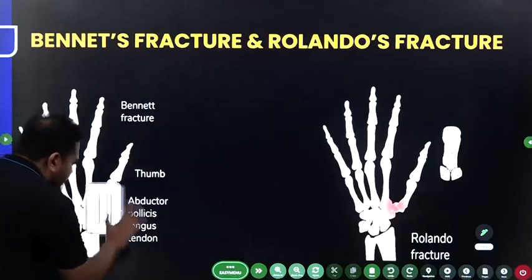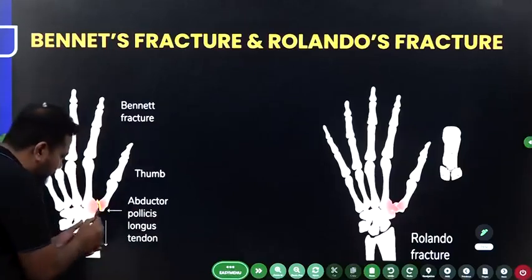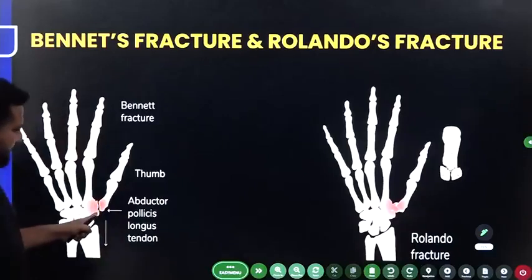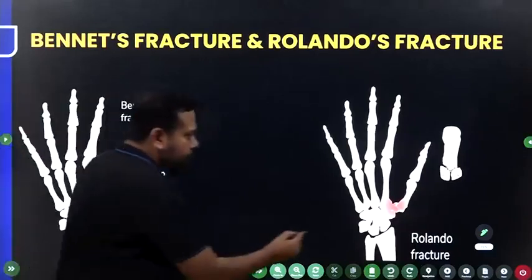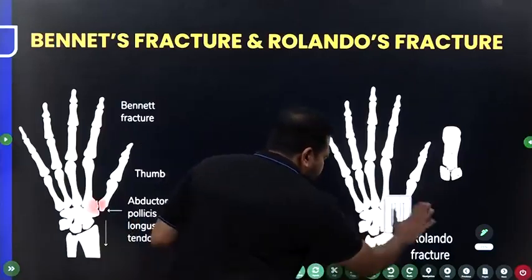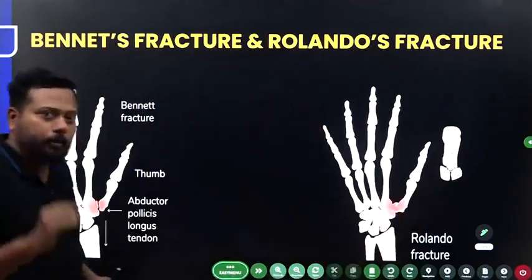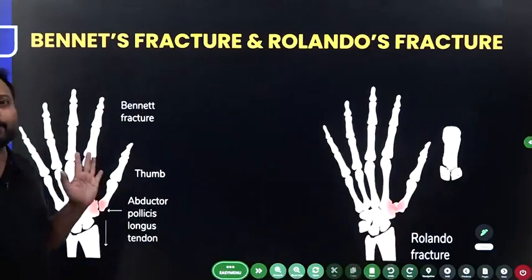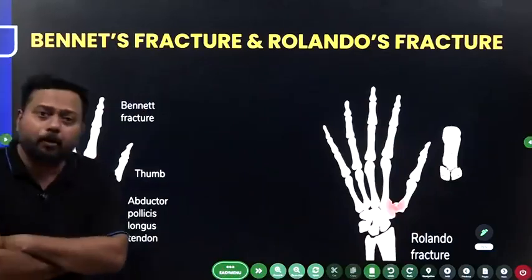If it is oblique, only one plain oblique fracture line is there. You see here, that's called Bennett. When it is comminuted into many small pieces in the base, like this, comminuted, more than one fragment, that's called Rolando. That's the difference. What is the main difference between Rolando and Bennett?